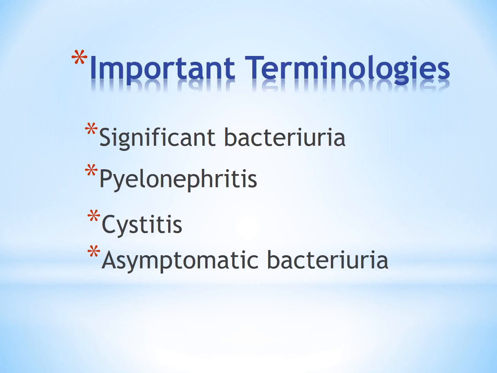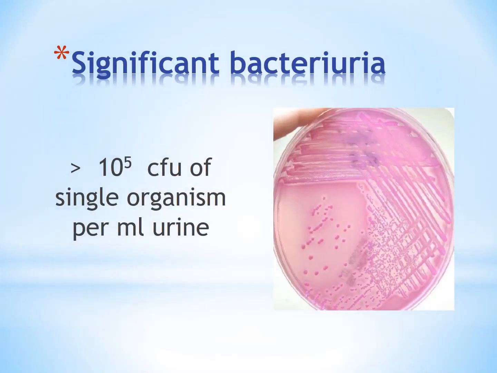These are important terminologies that you need to understand: significant bacteriuria, pyelonephritis, cystitis, and asymptomatic bacteriuria. I will explain each of these in the next few slides. Significant bacteriuria is the presence of more than 100,000 colony-forming units of a single organism per ml of urine. This is an important diagnostic criterion for urinary tract infection.